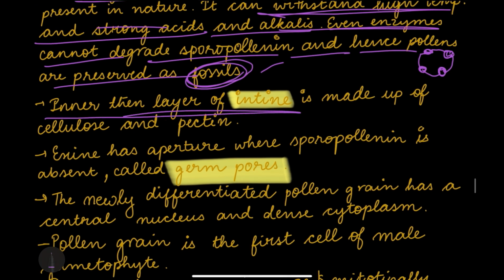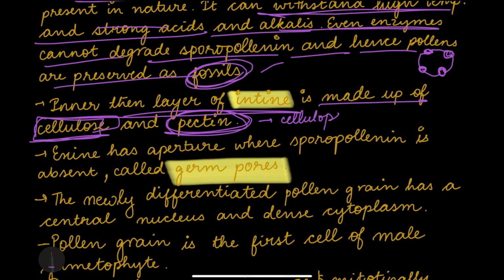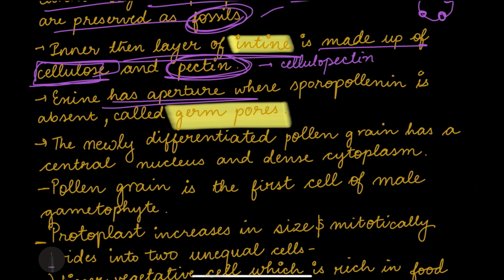The inner thin layer, intine, is made up of cellulose and pectin. This is also asked sometimes in NEET, that the inner thin layer is made up of two elements, that is cellulose and pectin. Sometimes it is together referred to as cellulopectin, right? Exine has an aperture, right? See, I told you exine has an aperture where sporopollenin is absent. It is called the germ pores. It is also an important point.